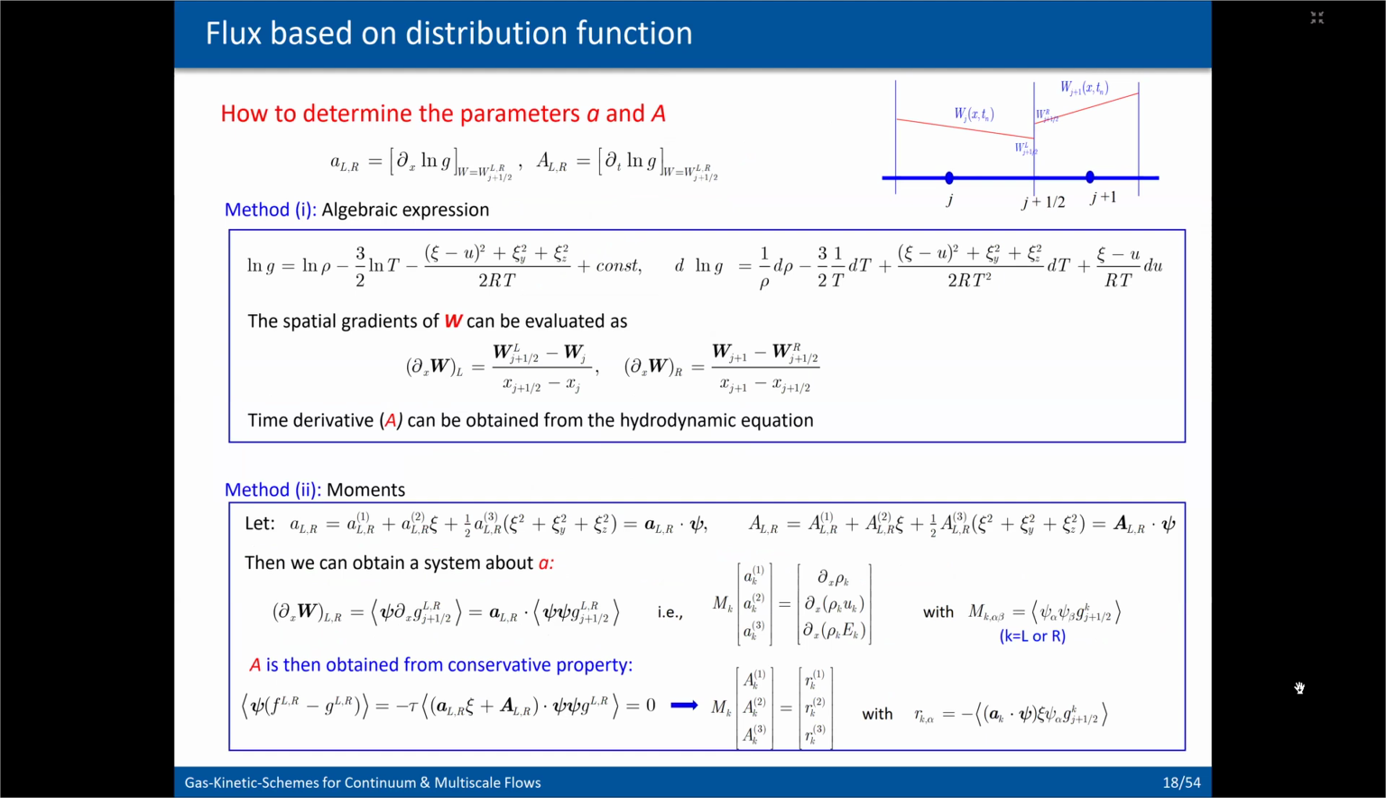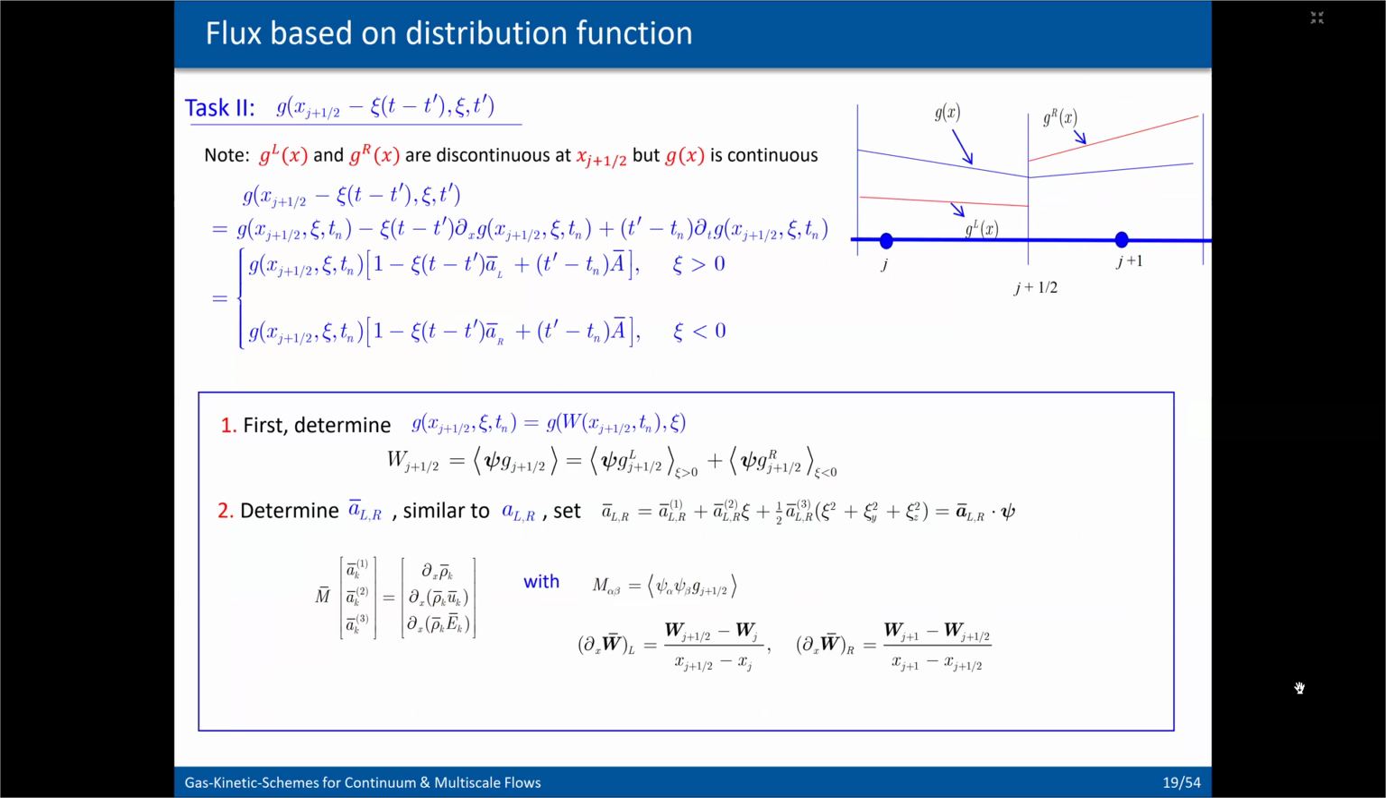This means that we just express the 2 parameters as a polynomial of the velocity, and the coefficients are determined from the conservation of the distribution function. The result leads to linear systems, and by solving these two linear systems, we can obtain the parameters.